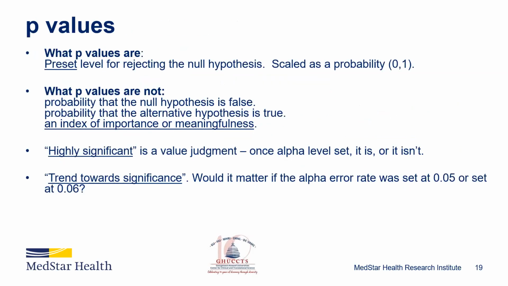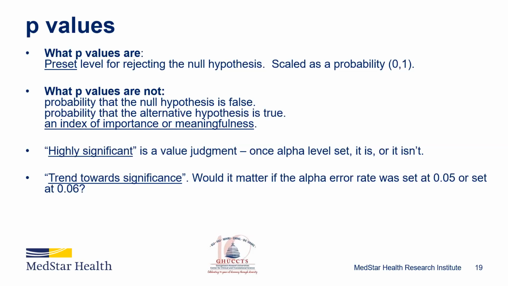So a p-value then is the preset level. That is, we have to decide what the p-value or the alpha error rate is going to be for rejecting the null hypothesis before we do the study. We can't do it after the study. P-values are not the probability that the null hypothesis is false, and it's not the probability that the alternative hypothesis is true. And also, it's important to realize that it's not necessarily an index of importance or meaningfulness.